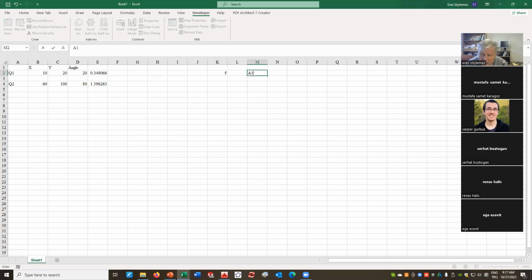Sorry, I'll call it A1: $10, $20. B1: $10 plus 5 times cosine of this angle, $20 plus 5 times sine of this angle.